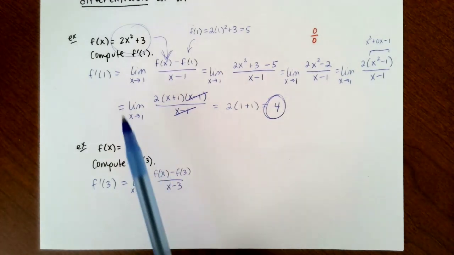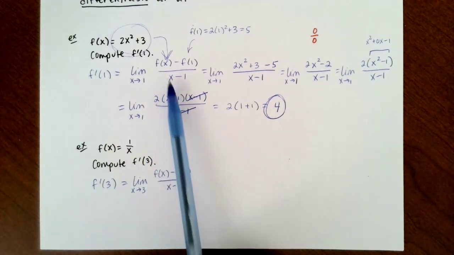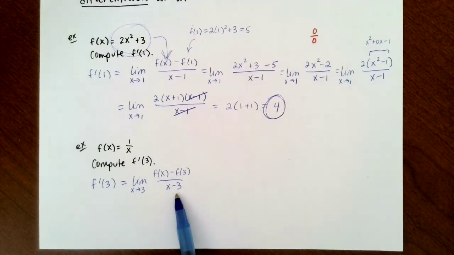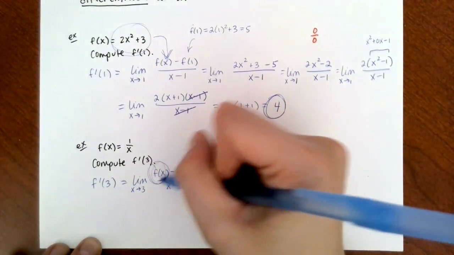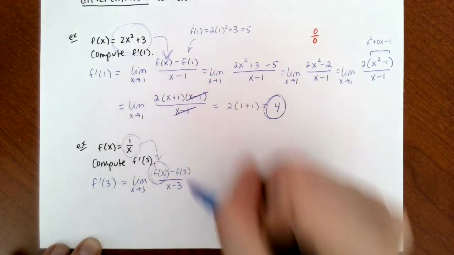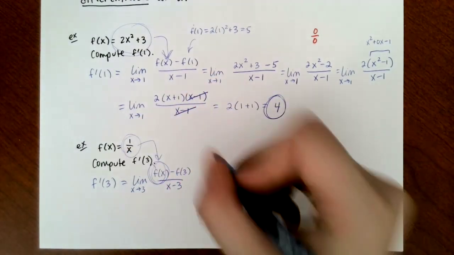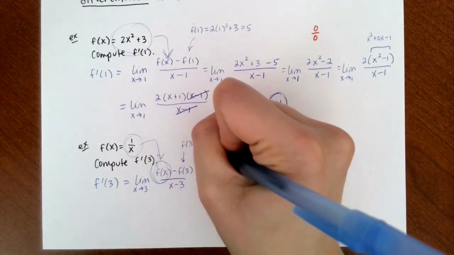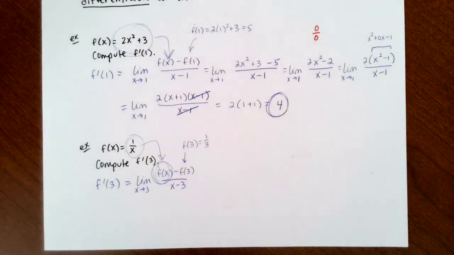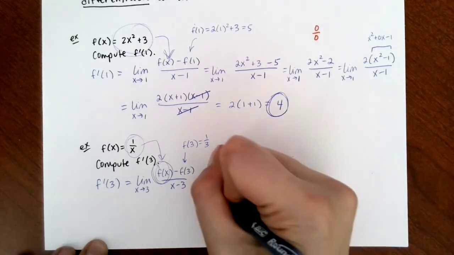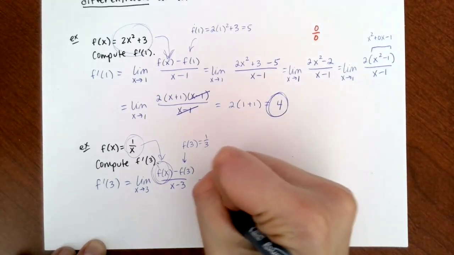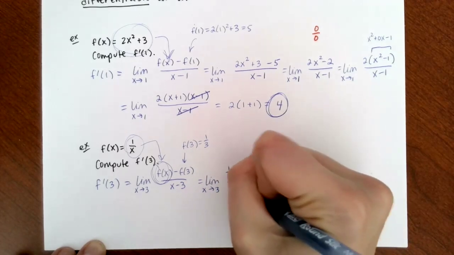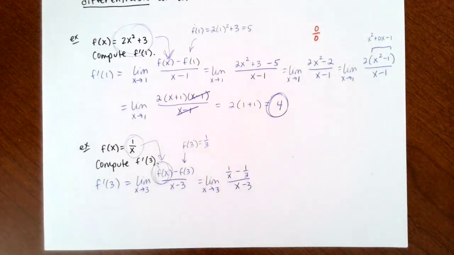Okay, and then just like in this first example, the denominator is ready to go. X minus 3 is part of my formula. The f of x will be filled in with the original formula, 1 over x. And then f of 3, I can just compute. That's 1 over 3 for this function. Okay, so let's plug those things in. That gives me limit as x approaches 3, 1 over x minus 1 over 3, over x minus 3.